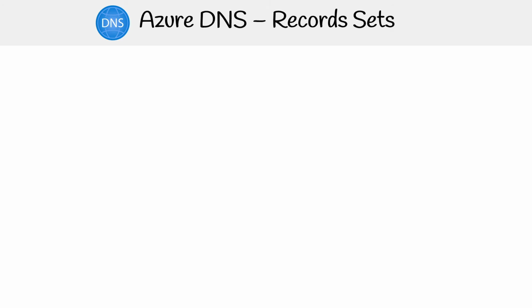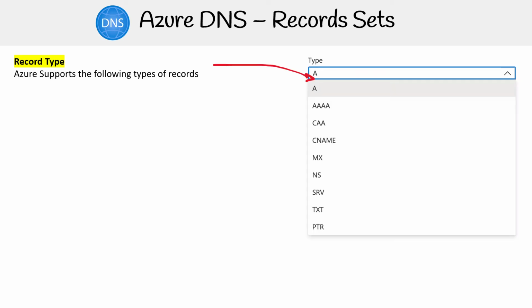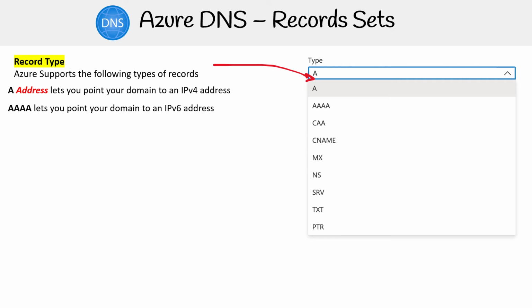Let's talk about the details of the actual record types. This is the meat of your actual record because it's really going to tell it how it's going to work. And we have a lot of ones here, and we're going to actually cover them all. Starting at the top here with A, which stands for address. This allows you to point your domain to an IPv4 address. Then you have AAAA. This lets you point your domain to an IPv6 address.